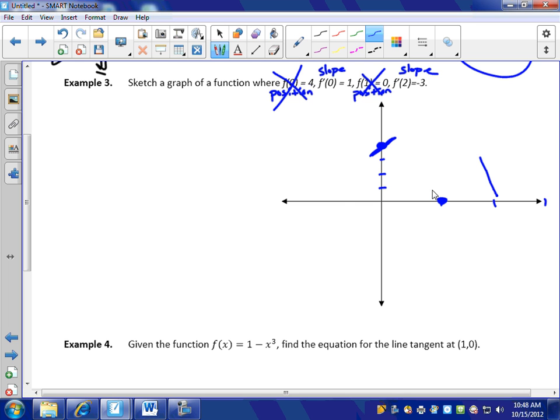I just have to pass through here. Doesn't matter really where you start it, just as long as I have a slope of 1 passing through there. I have to pass through this point. I'm going to touch down and go like that. And then I have to have a slope of negative 3 at this spot. And I would say that's pretty close to a slope of negative 3. So there's an example.